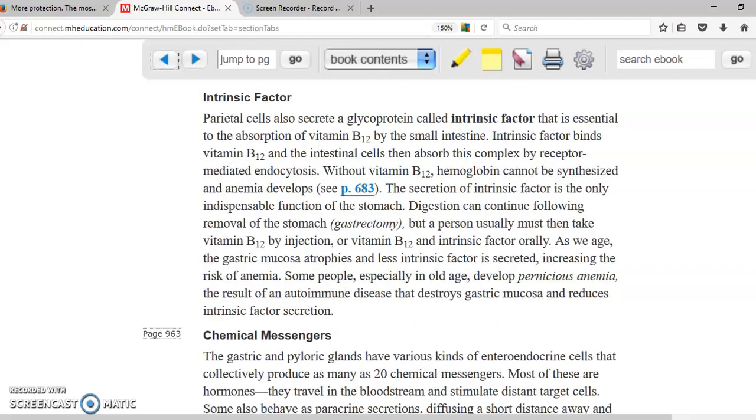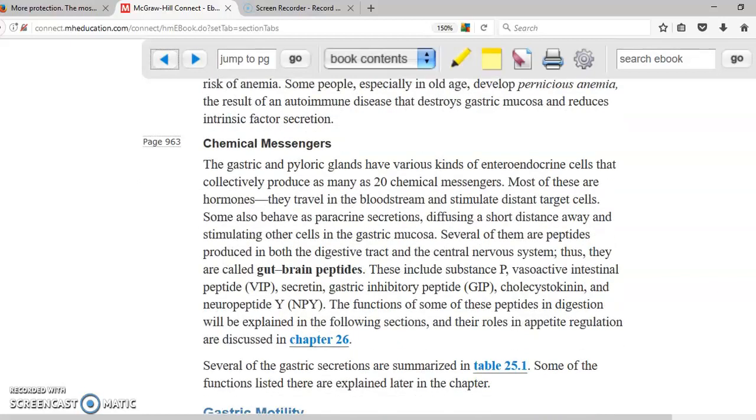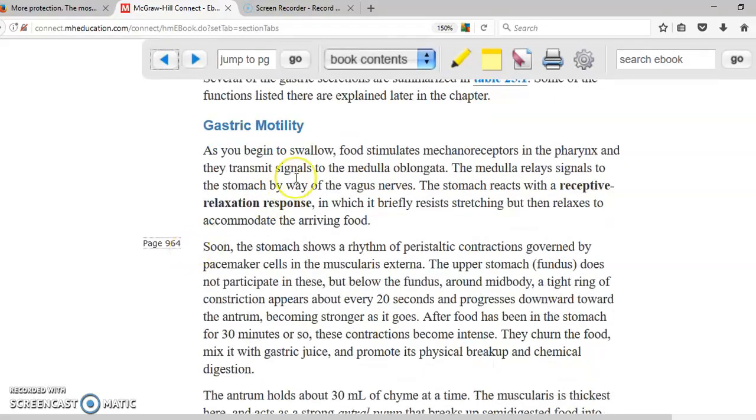to produce hemoglobin. Chemical messengers, some of them are going to be the vasoactive intestinal peptide, VIP, secretin, GIP, gastric inhibitory peptide. Gastric motility, when you swallow the food, it stimulates mechanoreceptors that you have in the pharynx, and this stimulates your brainstem. And then your brainstem will prepare your stomach to receive the food.